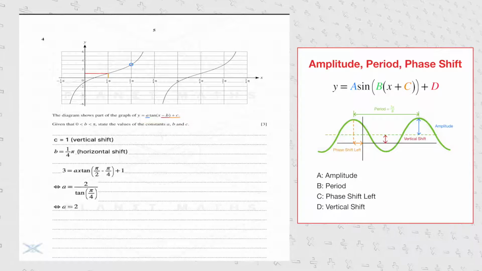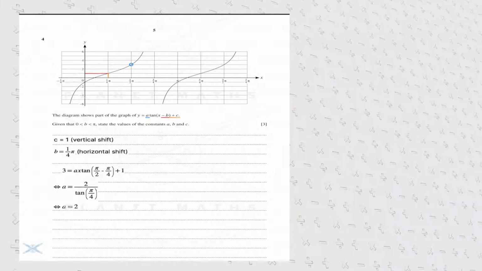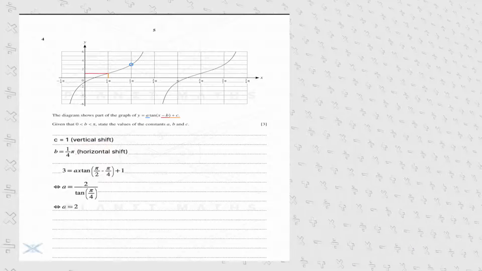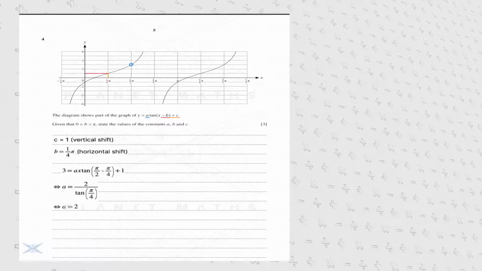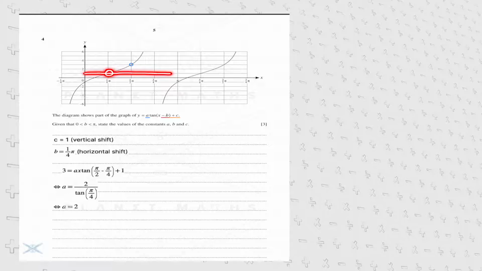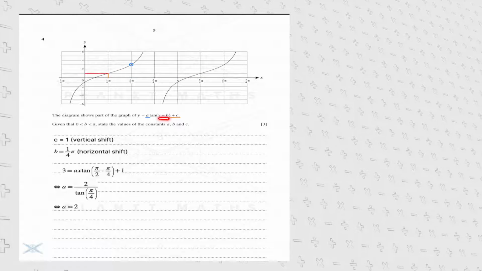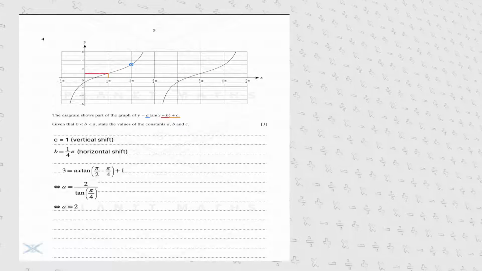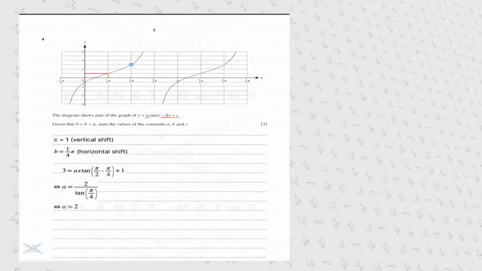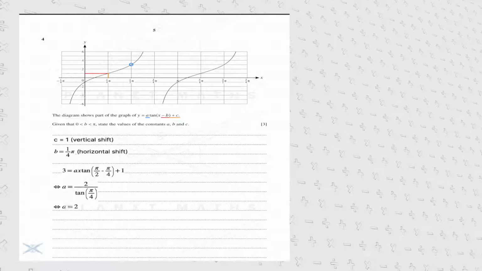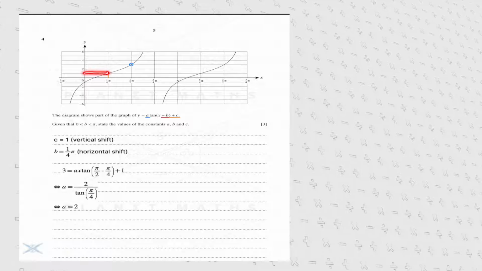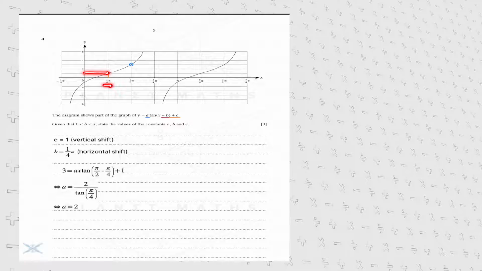In our specific case, c represents the vertical shift of the graph, which in this case is +1. The reason being that the inflection point of this curve occurs on the line y equals 1. To determine b means focusing on the graph's horizontal shift. If there were no horizontal shift, the inflection point would go right through the y-axis, and the shift away from the y-axis is exactly a quarter pi.